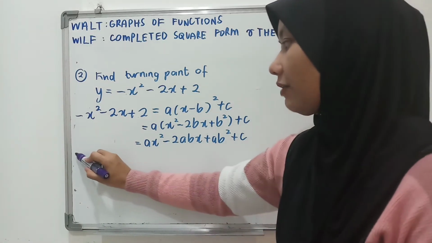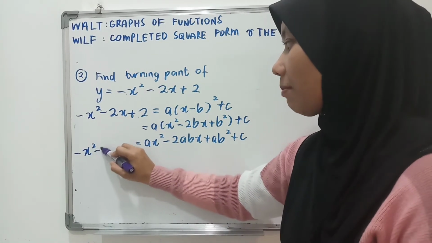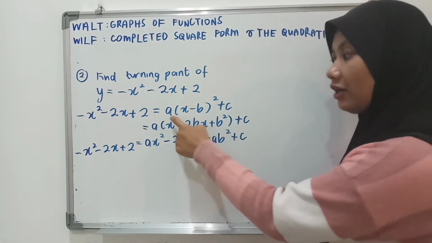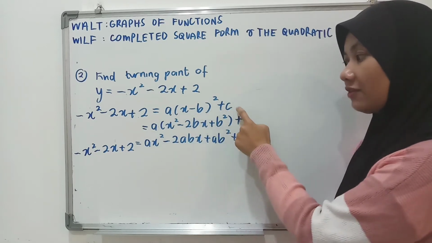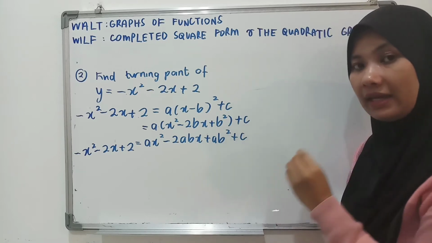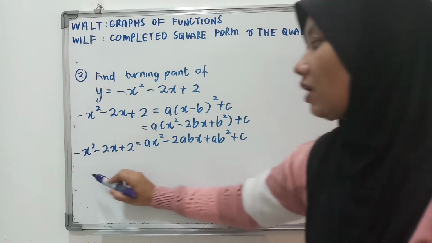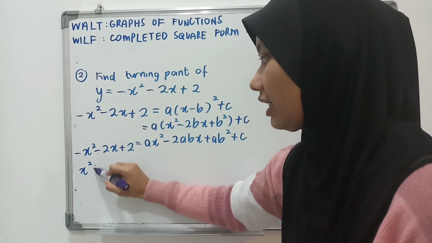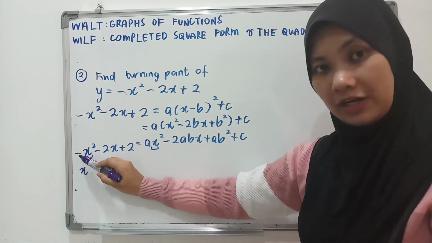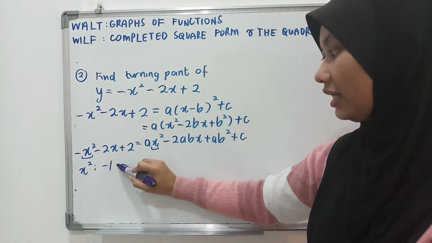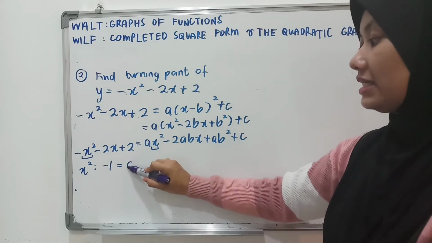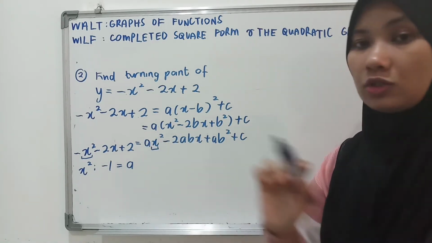Okay, so now left hand side, negative x squared minus 2x plus 2. So we want to know what is the value of A, what is the value of B, what is the value of C. So you compare left hand side and right hand side. Compare the constant one by one. So now I want to look at x squared first. Okay, look at x squared only. So what is the constant in front of my x squared? That is just negative 1 equals to what is the constant in front of my x squared for right hand side? That is just A. So I know that my A is equals to negative 1.